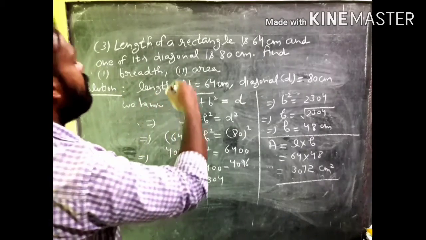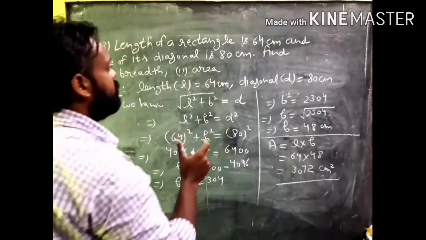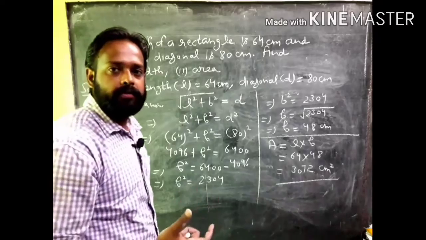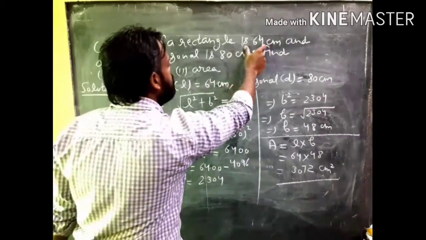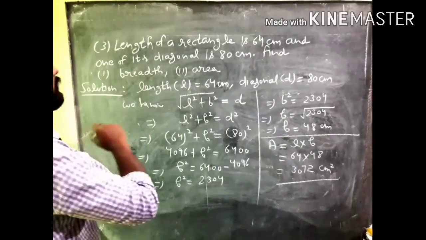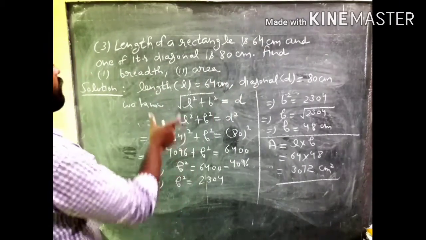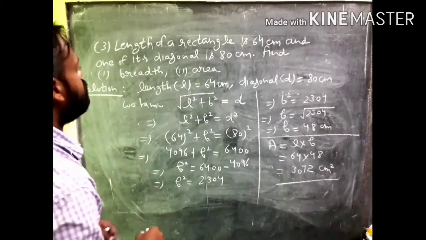Why? Because if only the length is given to us and the value of breadth is not given, in this case we cannot find the area. So first of all, if the length is given to us, we have to find the breadth. How can we find it? By using this relation. Now I am going to show you that.